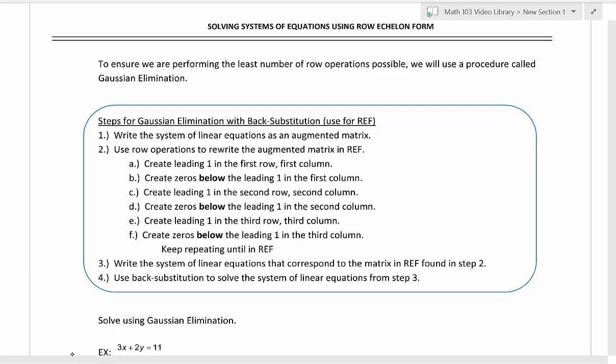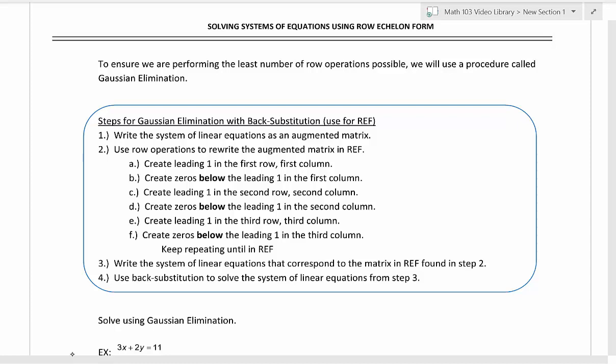In this video, we'll be solving systems of equations using row echelon form. To ensure we are performing the least number of row operations possible, we'll be using a procedure called Gaussian elimination. So these are the steps for Gaussian elimination with back substitution.